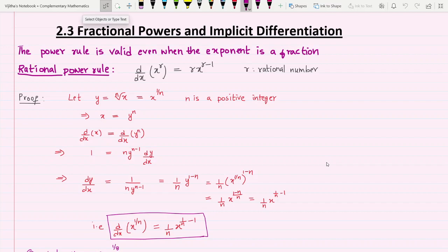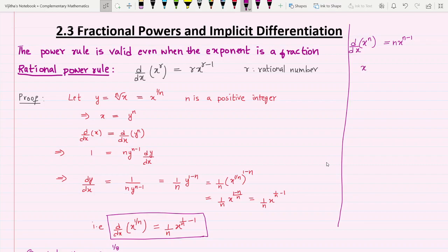Hello everyone. Now we will move on to section 2.3, that is fractional powers and implicit differentiation. In the last class we have seen how to find the derivative of a function of the form x raised to n. Then we know that its derivative d by dx is nothing but n x raised to n minus 1. Now what happens if the power is a fraction?